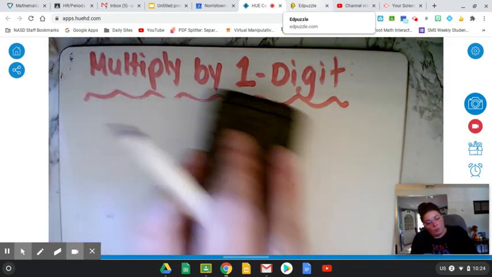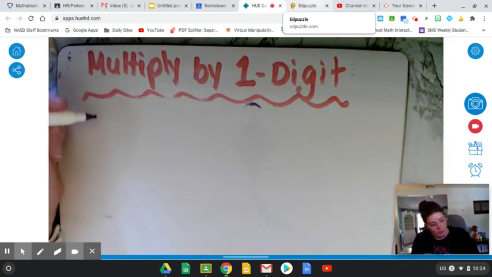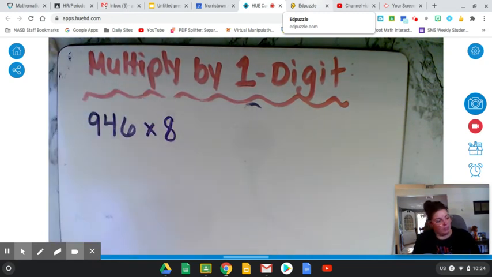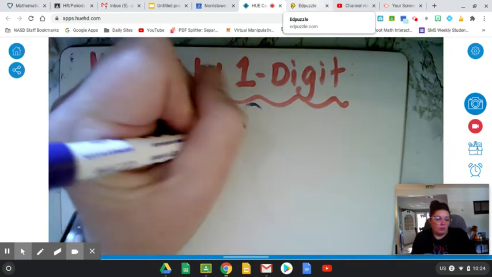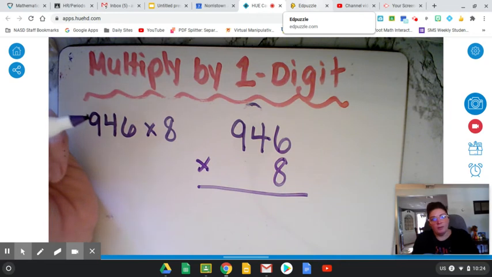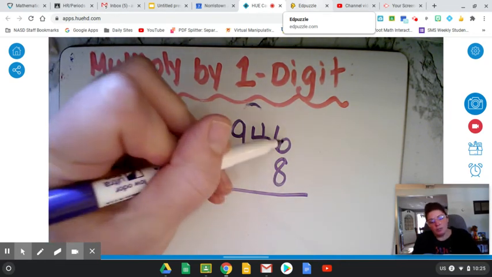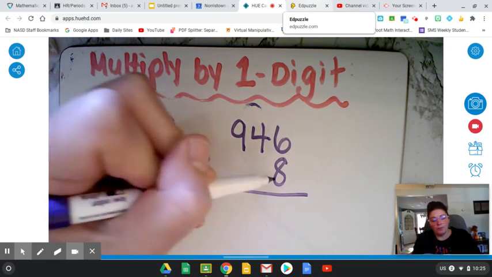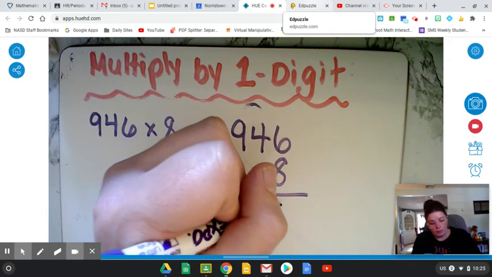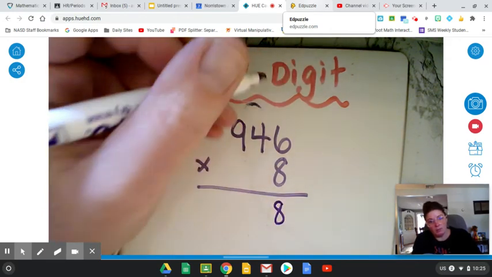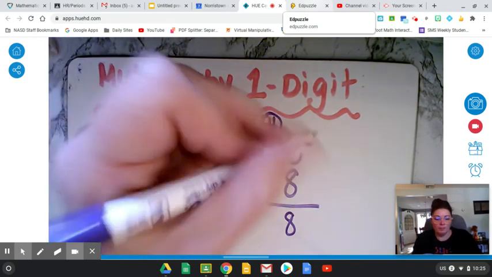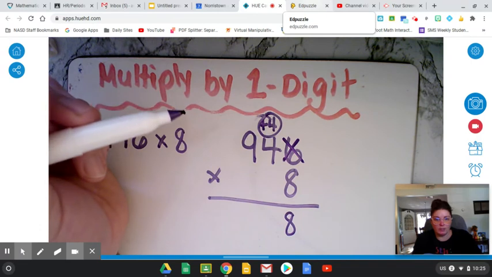All right, let's do one more and take that level of difficulty up a little bit more. 946 times 8. So let's stack that. 8 has to share with each place value above it. First, 8 shares with the ones place. 8 times 6 is 48. I put down my 8, the ones place, and I carry the 4 to the tens. Now I'm finished with my 6.